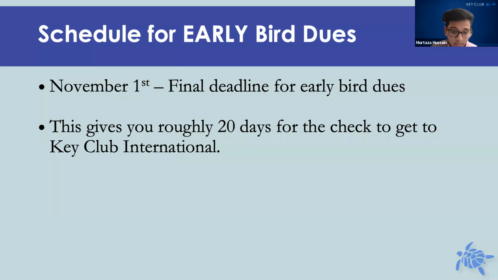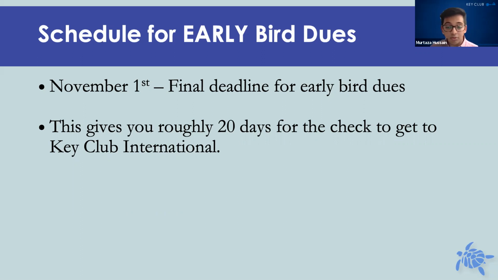And this really does, in fact, give you roughly 20 days for the check to get to Key Club International. In more extreme circumstances, I'm sure that many of you guys are already on this path, on this timeline. You may be ahead of the timeline, or if you're behind the timeline, you can definitely use this as a reference to create your own timeline on how to get early bird dues rolling. And of course, in many circumstances, you can work out a solution to get the check to Key Club International as fast as possible. And just keep in mind that this is for early bird dues.